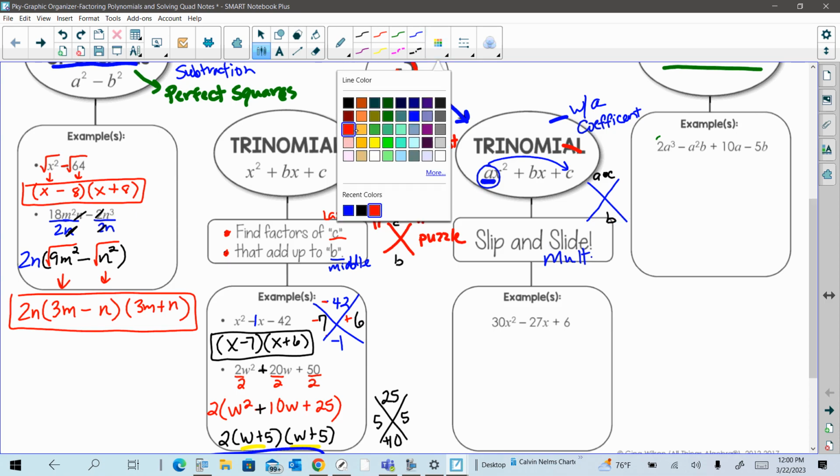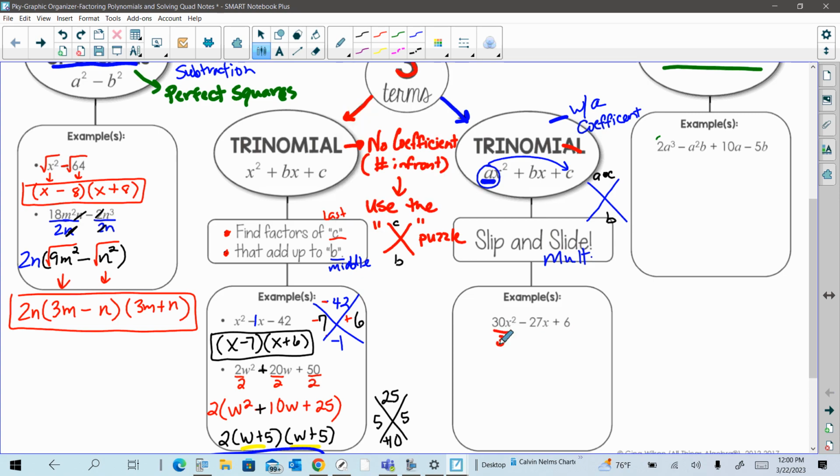So if I look here, 30x squared, 27x, and 6, I know 3 goes in all of them, let me fix my font, sorry. So I'm going to take out the 3 first, leaving me with 10x squared, then this would be minus 9x, and then this would be plus 2. But if I look here now, I have a coefficient in front of this x squared, which is 10. So I'm going to slide this 10 and multiply it to the last term, this 2. So now in my puzzle is really 20. 10 times 2 is 20.